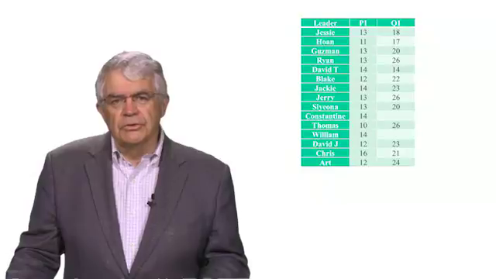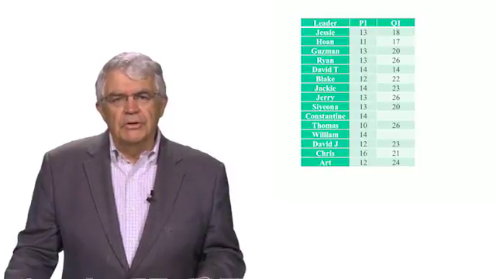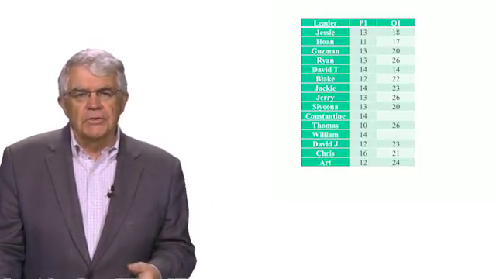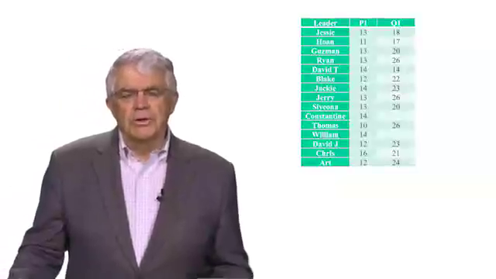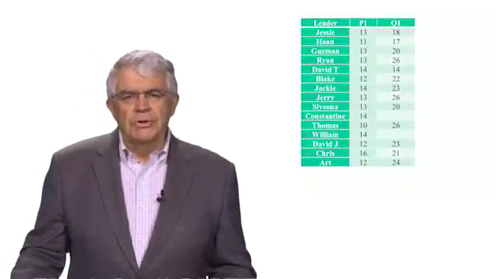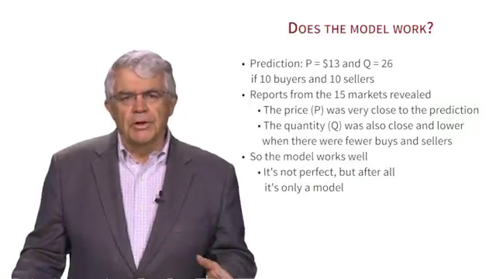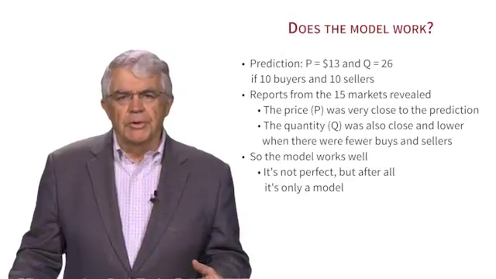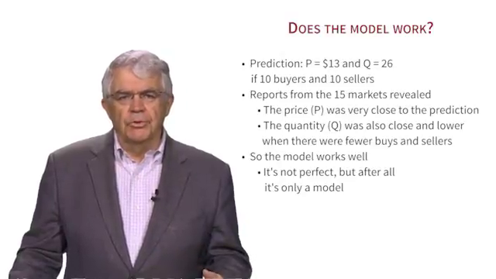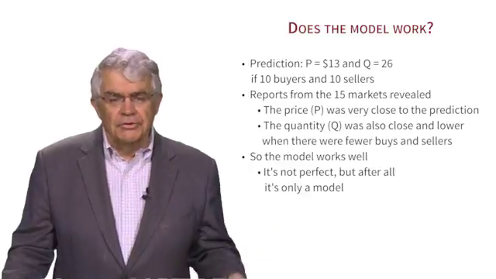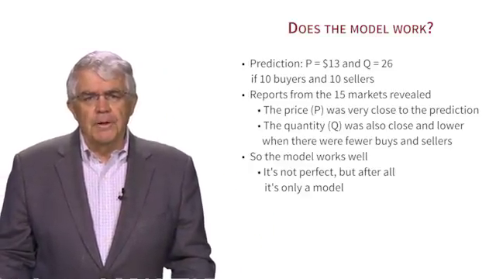That hovers pretty close to 13, not always exactly 13. And the quantity is in the other column. It's not always 26, sometimes 26. Generally, when it's lower than 26, it means that fewer than 10 buyers and sellers were in the market. In that case, the curves were shifted over, and so the quantity is less as a result. But you can see in this case, since the price is very close to what was predicted, the quantity is close, lower when there's fewer buyers and sellers in the markets. The model works pretty well. It's not perfect, but after all, it is only a model.